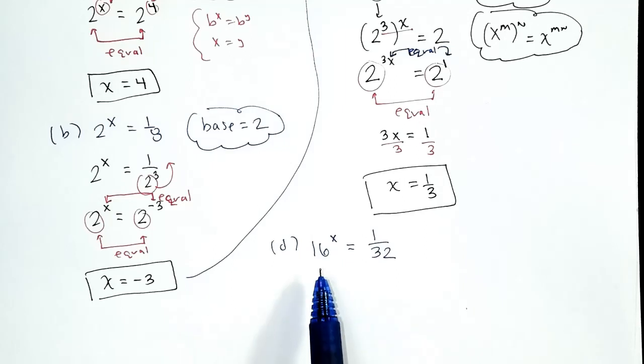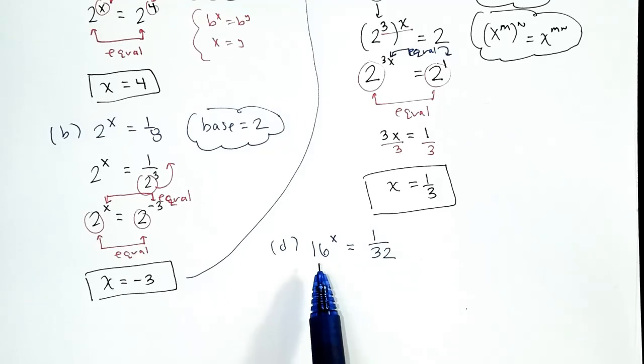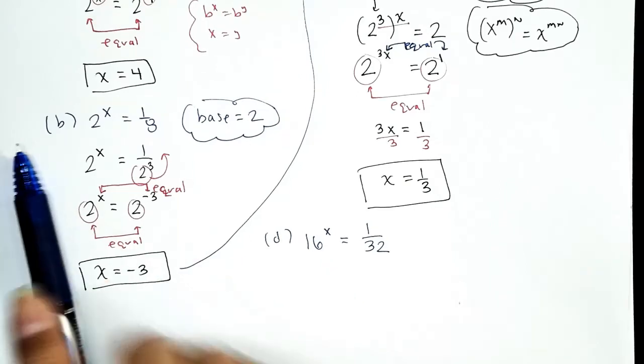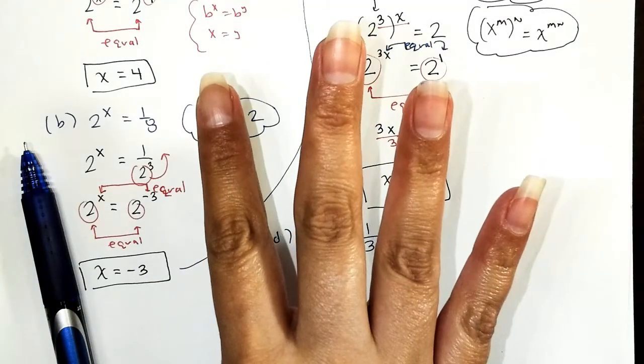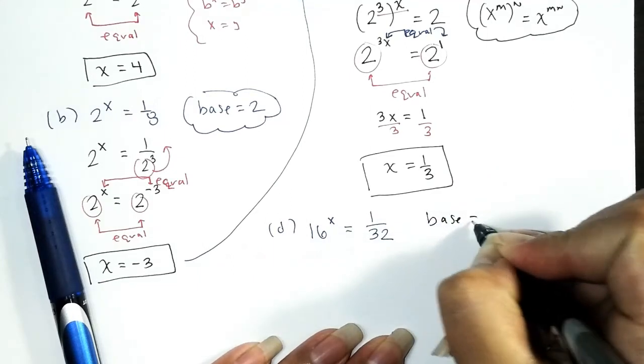So if we aim for base 16, there's no way that we can rewrite this fraction as a power of 16. But last time I checked, if we prime factor the 16, that's going to give us a product of a bunch of 2's. Okay, so we're going to go ahead and aim for base 2.